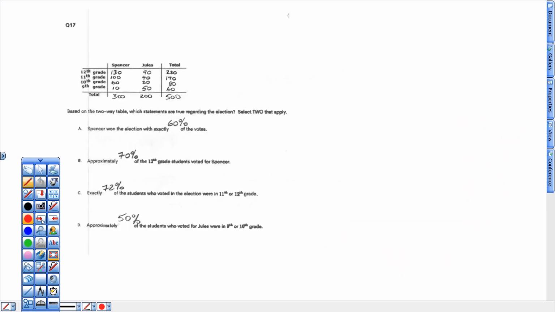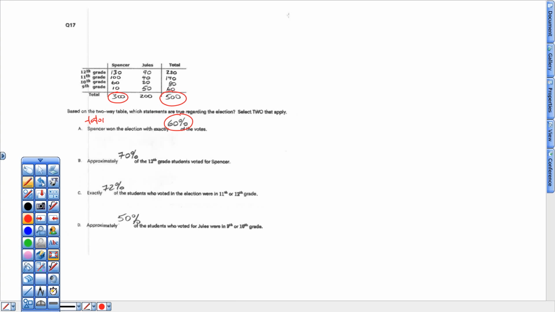17. For this one, two-way frequency table. Looking at this first one, Spencer won the election with exactly 60% of the votes. So I need to find the total for Spencer. So total for Spencer was 300 divided by the total of the entire set.